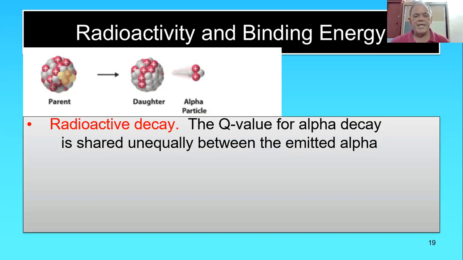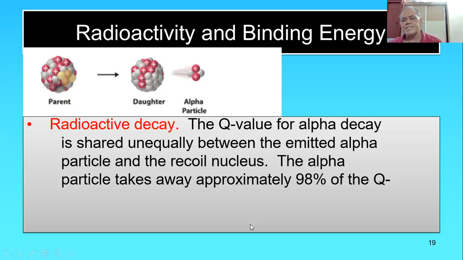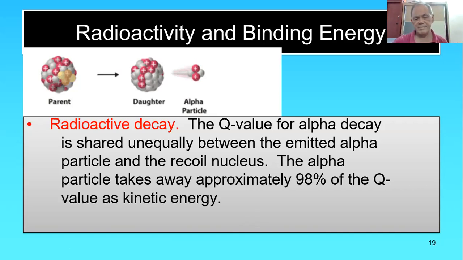In radioactive decay, the Q value, the energy released, is shared unequally between the emitted particle, the alpha particle, and the recoil nucleus. This is the daughter. The daughter is the recoil nucleus. This is the alpha. The alpha particle takes away approximately 98% of the Q value as kinetic energy. Okay, you can try the worksheet.